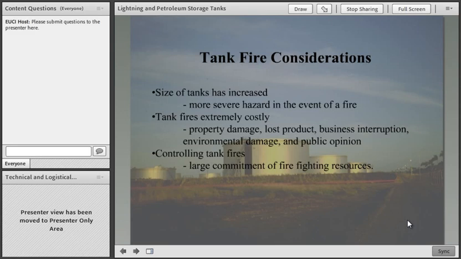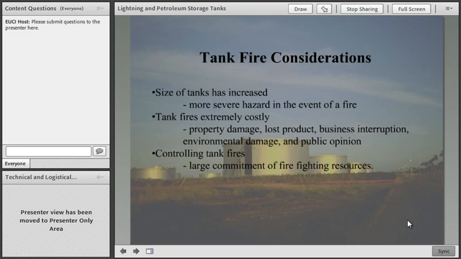So when you lump all of these tank fires together, you can make a few general observations and considerations. Number one, over time, the size of tanks has increased. Older tanks tend to be shorter, maybe 30 or 40 feet high, whereas newer tanks might be as high as 50 or 60 feet. So tanks have gotten bigger over time, just as real estate has become more constrained.